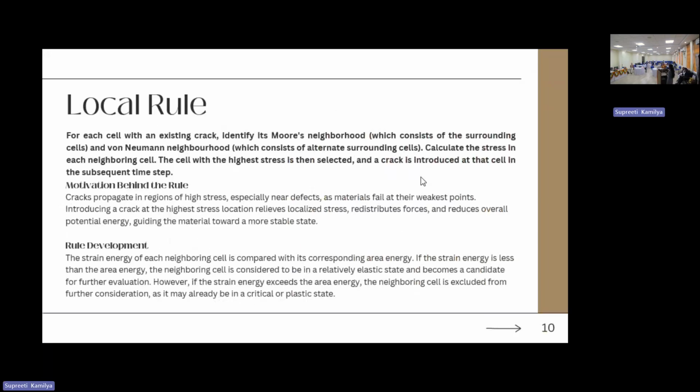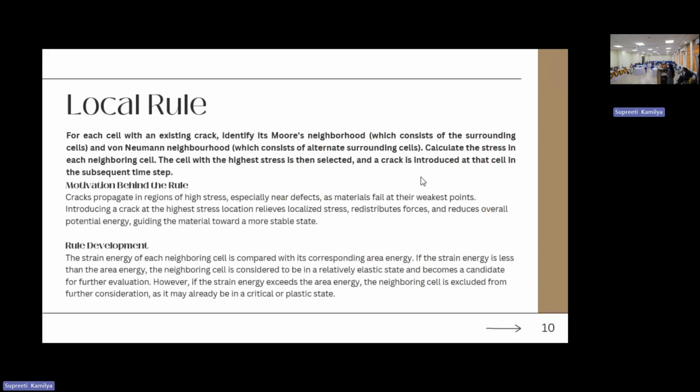This is the most important part of the study. Initially, when we started, we just chose a neighborhood. Of all the cells that are being considered in the neighborhood, from the computed stresses we will be deciding which one has the maximum stress. Whichever cell has the maximum stress, we'll be introducing the crack there. So for each cell with an existing crack, we identify the neighborhood, and the cell with the highest stress is then selected and a crack will be introduced.